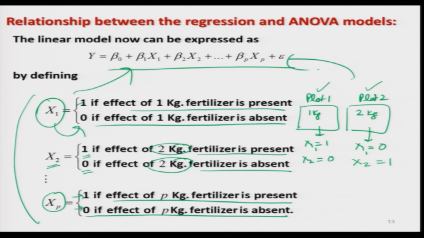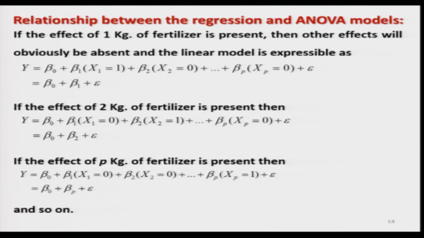So, now in case you try to express this phenomenon through this model, what are you going to do? When you write down the observation for plot number 1, in this case x 1 is going to take value 1 and x 2 is going to take value 0. And the output from the second plot is going to be indicated by y 2, and in this case x 1 is going to take value 0 and x 2 is going to take value 1.